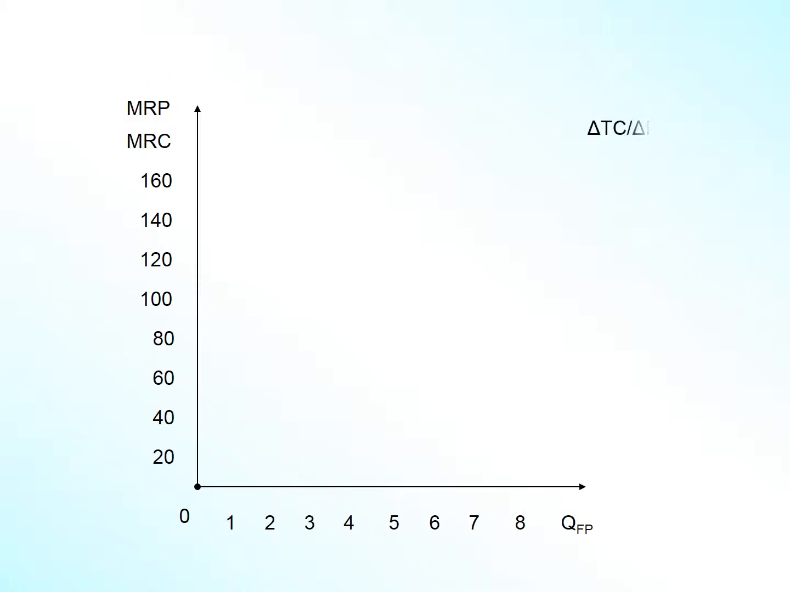Here's our MRC. In a competitive labor market, each additional worker would cost the same amount. In our example, this firm would suffer an additional $90 in cost to employ each additional worker. Remember, this is the marginal resource cost. We're just looking at the added cost of employing the next factor of production.